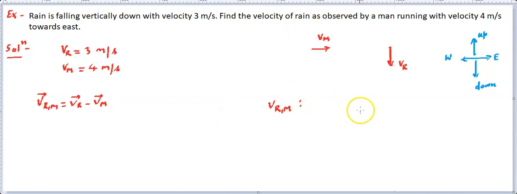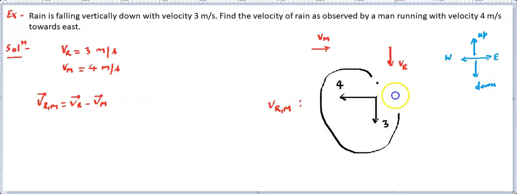So I will draw the velocity of rain as such. That's the velocity of rain, which has the value 3. And I need to reverse the velocity of man. Reversing will lead to this, and joining the tails together, this will be a vector of magnitude 4. So this is 4 magnitude, that's 3 magnitude. And this is totally the velocity of rain as per the man.